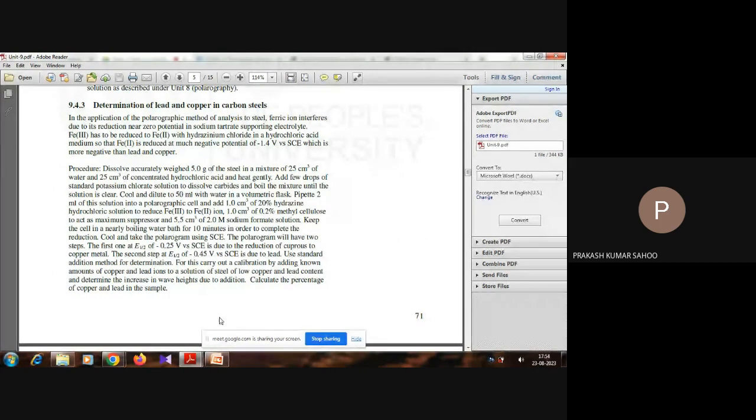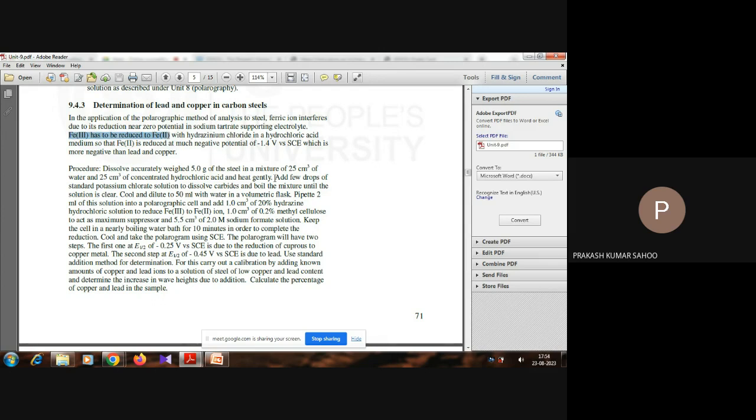Then the determination of lead and copper in carbon steel. This is another experimental part, and from this part you will face one theory question in your examination. In this application, we have to determine the percentage of lead and copper in a carbon steel using polarography. For this, we have to use sodium tartrate as the supporting electrolyte. Then iron(III) has to be reduced to iron(II) with hydrazinium chloride in hydrochloric acid.